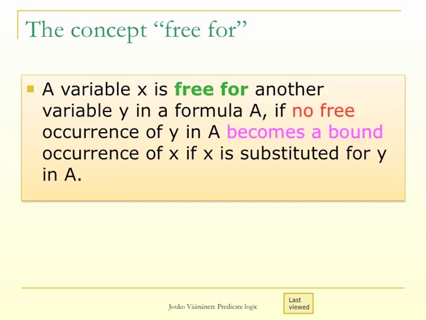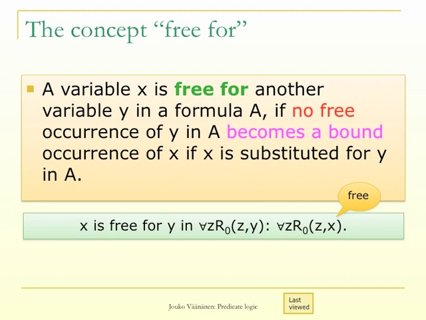A variable x is free for another variable y in a formula A if no free occurrence of y in A becomes a bound occurrence of x if x is substituted for y in A. For example, x is free for y in ∀z R0(z,y). Substitution yields ∀z R0(z,x).